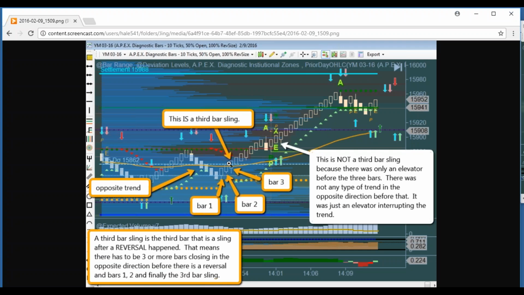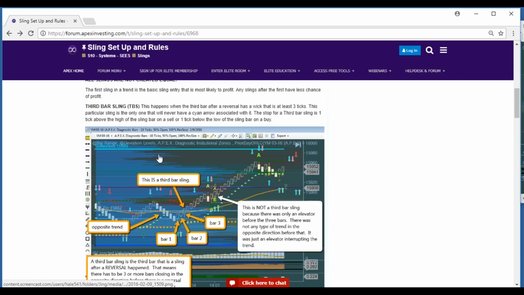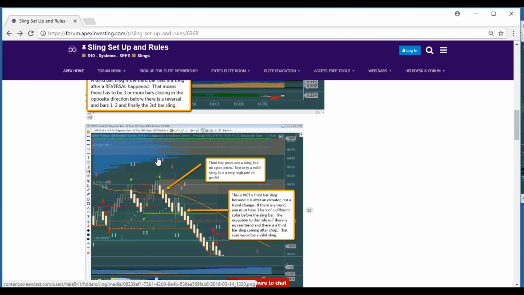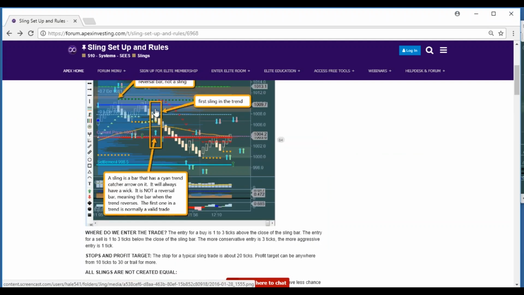So we've got slings in general. Let's back up real quick. We've got regular slings, which are those wick bars that have the cyan arrows from the trend catcher. That basically means they pulled back enough to create this cyan arrow saying, hey, potentially the market's going to reverse and go up, but it doesn't. It actually comes back down. Those are general slings that could happen anywhere in the trend. Okay, I'm with you, Marion. Yes, those are general slings that could happen anywhere in the trend.